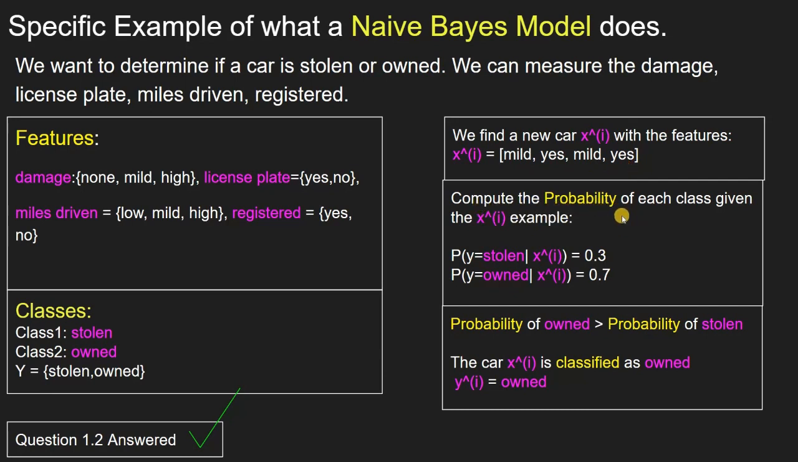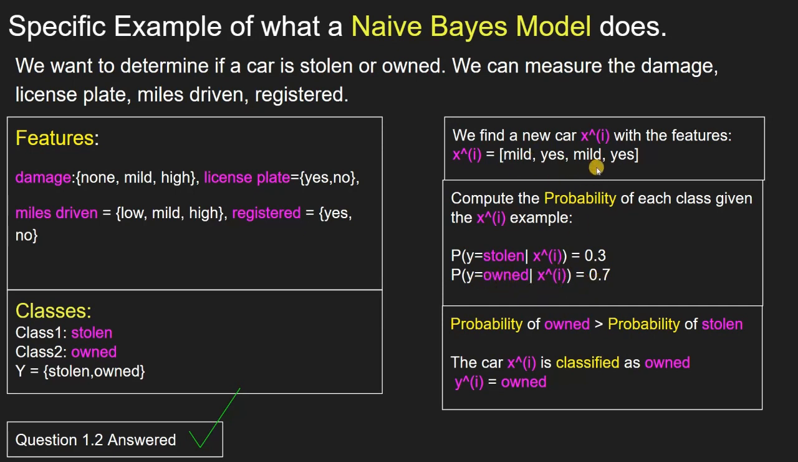So now we compute the probability of each class given the X of I example. Here we compute the probability of Y equaling stolen, so the car being stolen, given X of I, the features. We find that's equal to 0.3, so a 30% probability the car is stolen given the set of features. And then we compute the probability of Y equaling owned given the X of I features, and we find 0.7, so there's a 70% chance that the car is owned given the features here.